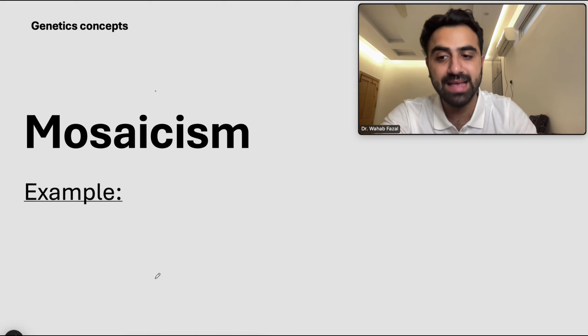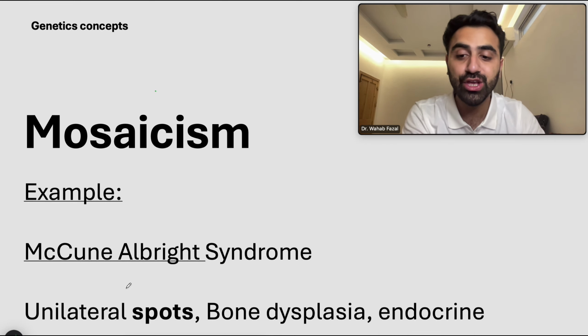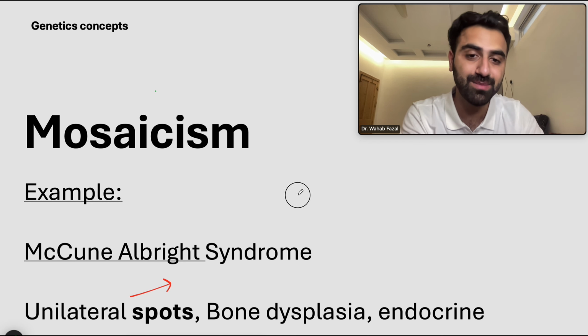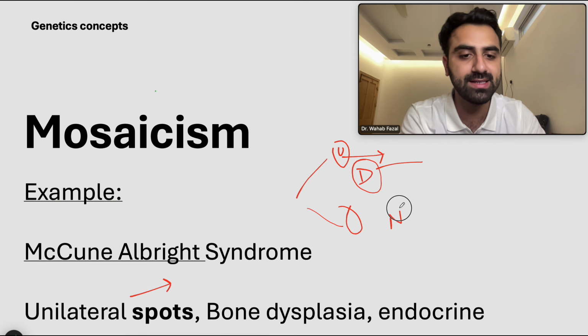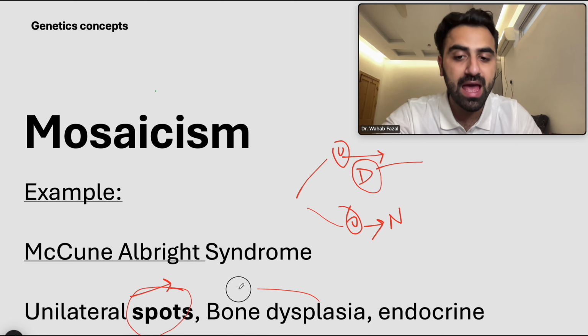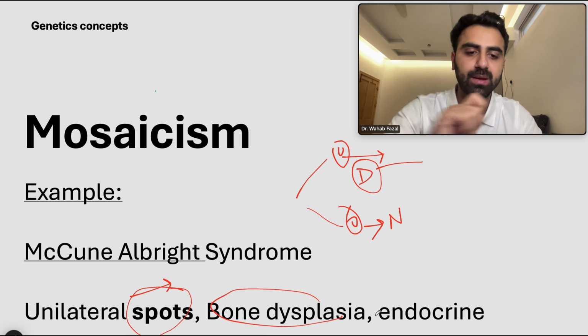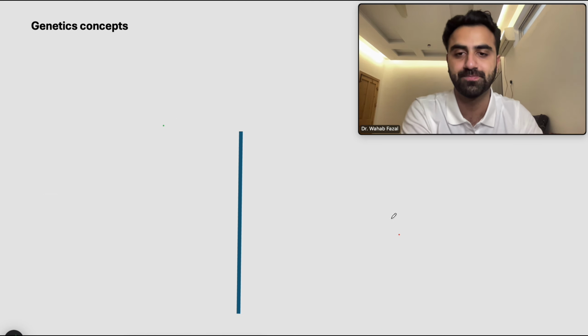So what's an example of this? A common example of this is McCune-Albright syndrome, in which you get unilateral spots. Why? Because some cells are being affected during the cell line division and some cells are completely normal. So this is the cell line that is diseased and it passes on the disease, and this is the cell line which is completely normal. So you get unilateral spots and bone dysplasia that affects specific bones, an endocrine problem that affects specific endocrine glands.